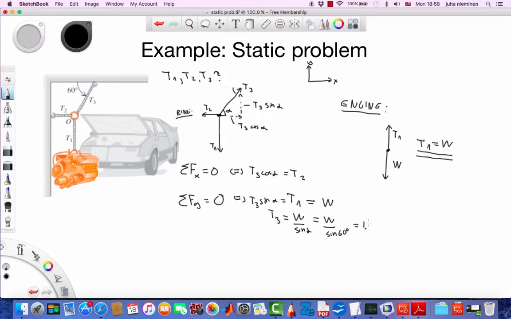It's about 1.16 W. W is the weight of the engine. And what else? T2 is the same as T3 times cosine alpha, so 1.16 W times cosine of 60, that's about 0.58 times the weight. So most of the weight is borne by the chain 3, followed by chain 1 and chain 2.